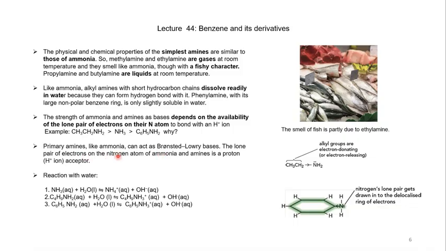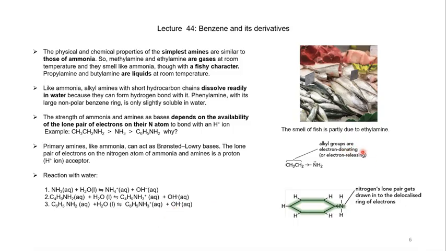The lone pair of electrons on the nitrogen of ammonia or amines is a proton acceptor. We can get a reaction with water: aqueous ammonia with water gives ammonium ion and hydroxide ion. If we take butylamine, we get butylammonium ion and hydroxide ion. And if we take phenylamine and react it with water, we get phenylammonium ion and hydroxide ion.